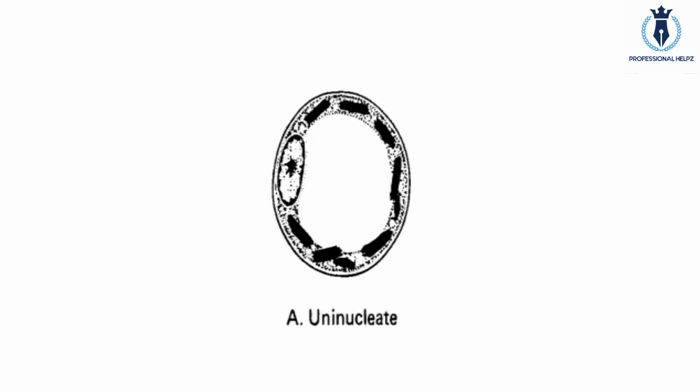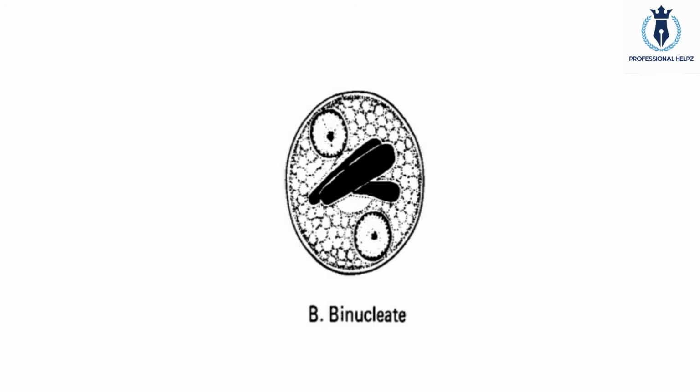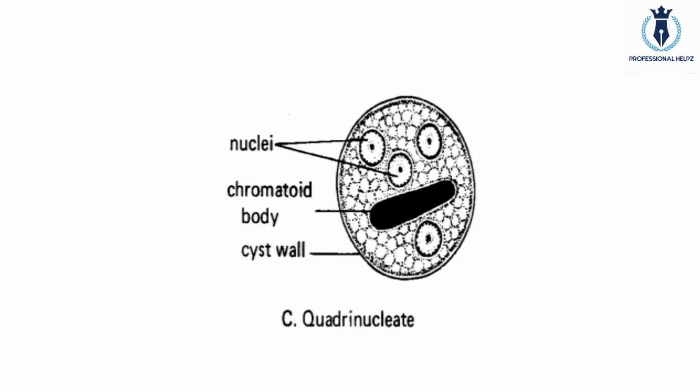As the cyst matures, glycogen mass and chromatid bodies disappear and the nucleus undergoes 2 successive mitotic divisions to form 2 and then 4 nuclei. The mature cyst is quadrinucleate. The cyst wall is a highly refractile membrane which makes it highly resistant to gastric juice and unfavorable environmental conditions.